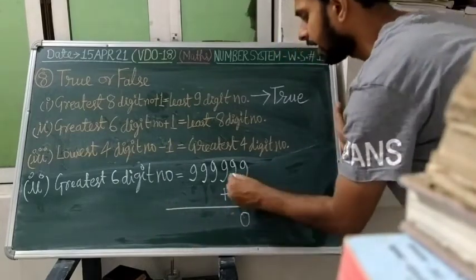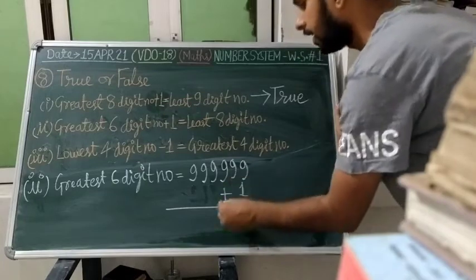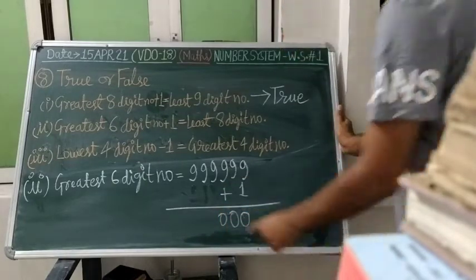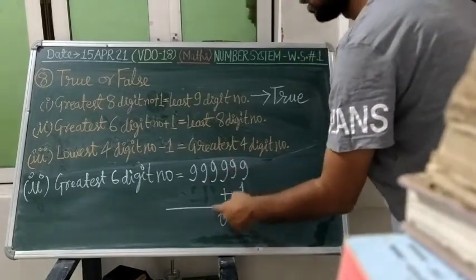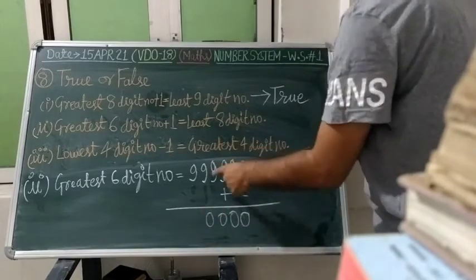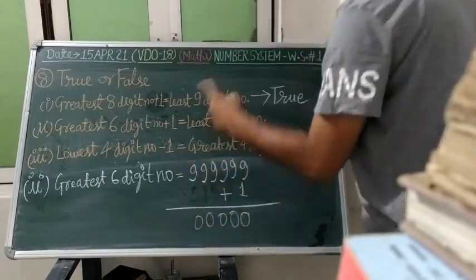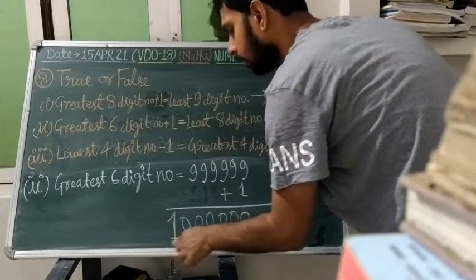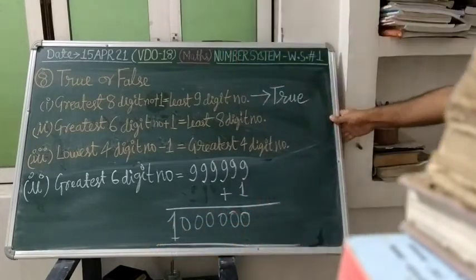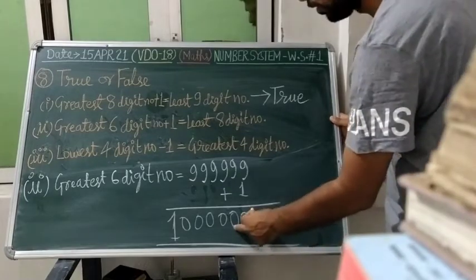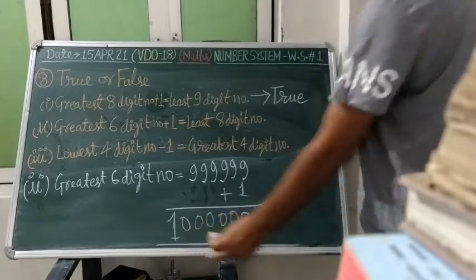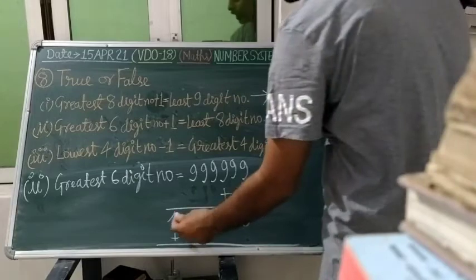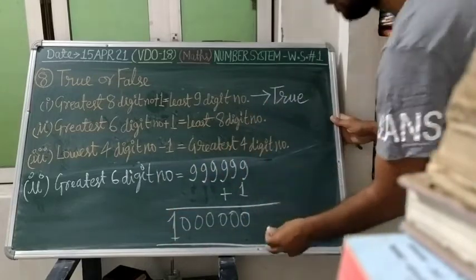When you do plus 1: 9 plus 1, 10, 1 carry. 9 plus 1, 10, 0 here, 1 carry. Again 9 plus 1, 10, 0 here, 1 carry. 9 plus 1 will become 10. So what are you looking at? It is nothing but 1 and then 6 zeros after the 1. So it will be the least number.